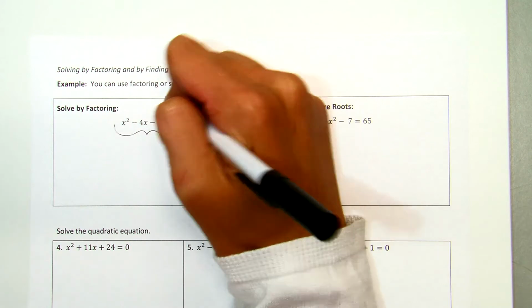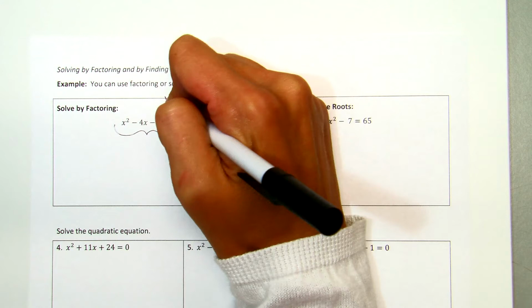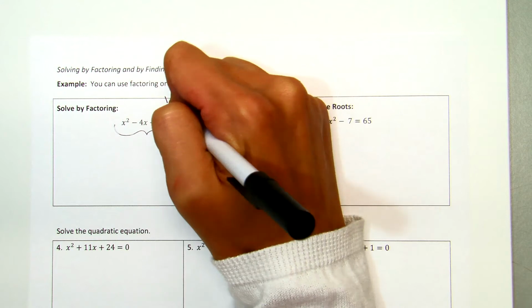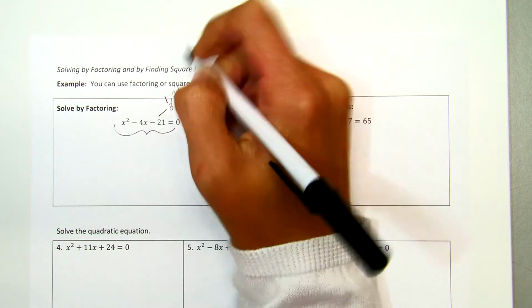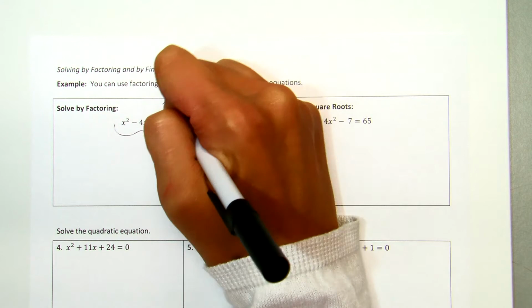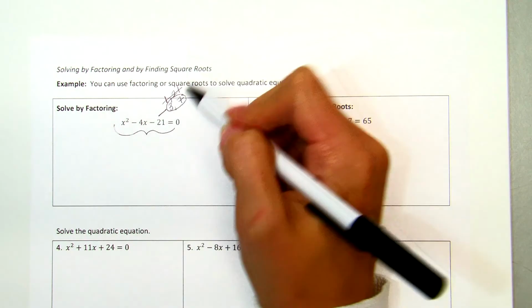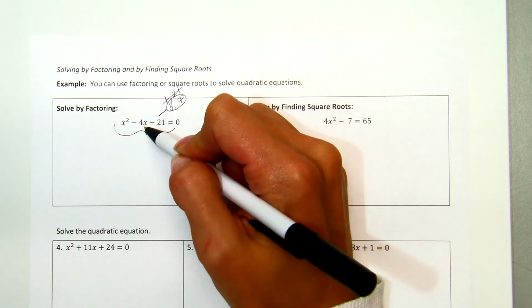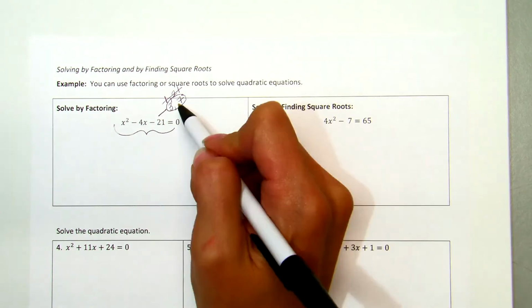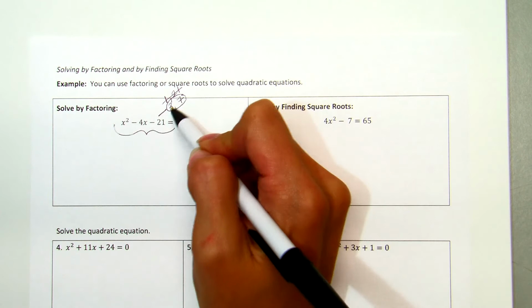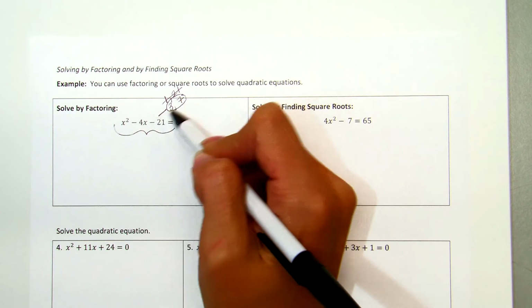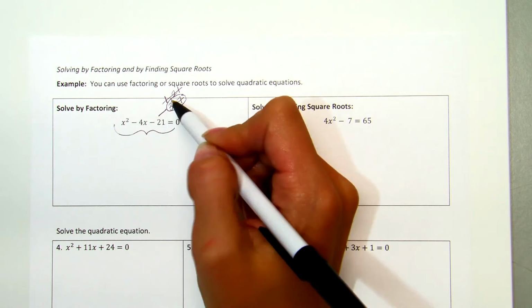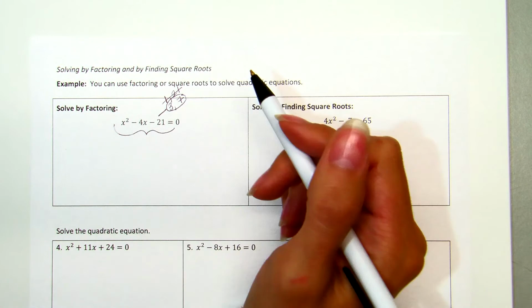1 times 21 gives us 21, but 3 times 7 also gives us 21. So we want to pick the two numbers that when you multiply, you get 21, and when you add or subtract, you actually get a 4. Out of these two numbers, 3 and 7, we can get a 4 by subtracting them. We'll play around with those positive and negative values in just a minute.